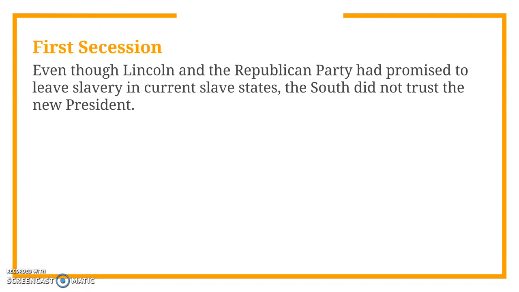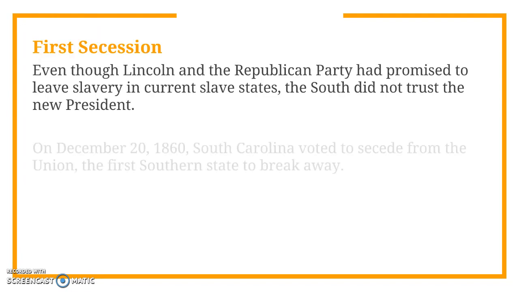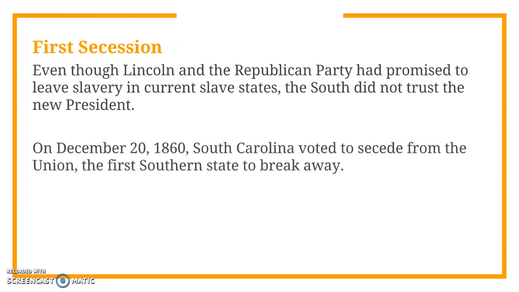Now, even though this was the message that was put forth, the South did not trust Lincoln and the Republican Party at all. And what would happen is that on December 20th, 1860, so about a month or so after Lincoln was elected, South Carolina voted to secede from the Union. Remember, secede means to leave. And they would be the first southern state to break away from the rest of the United States.